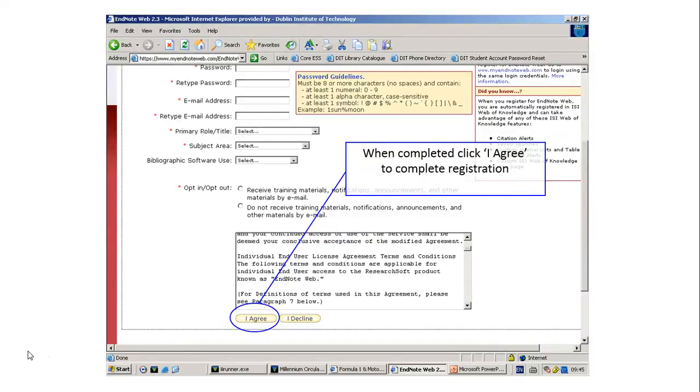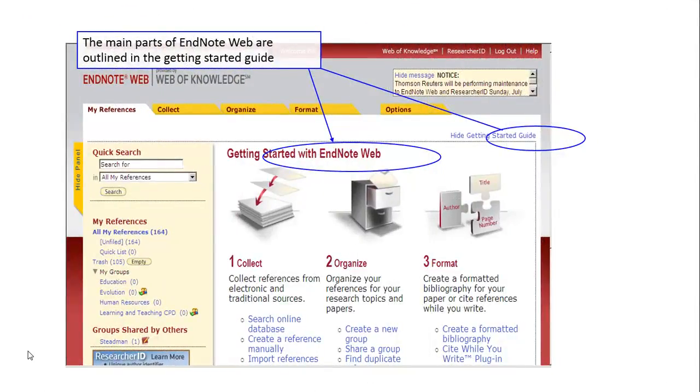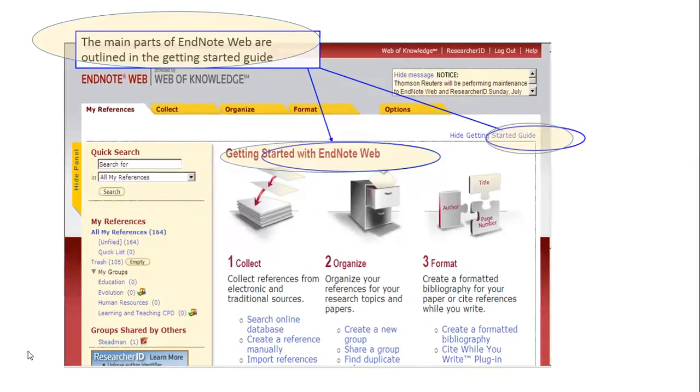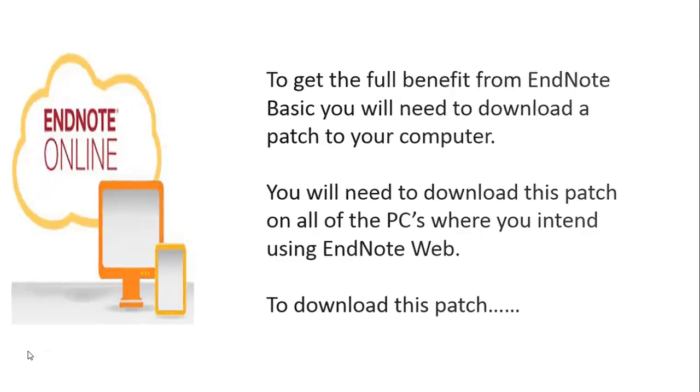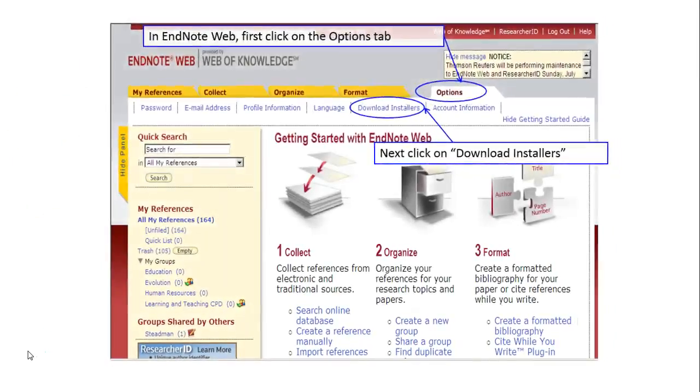It's a good idea to familiarize yourself with the Getting Started guide, which appears in the middle of the screen. If you want to use all of Endnote Online's potential, you might also want to download a patch to your computer. You will need to do this on all of the PCs that you regularly use. To download this patch, click on the Options tab and choose to download installers. To install the web capture option, follow the instructions here to install this feature in your browser toolbar.